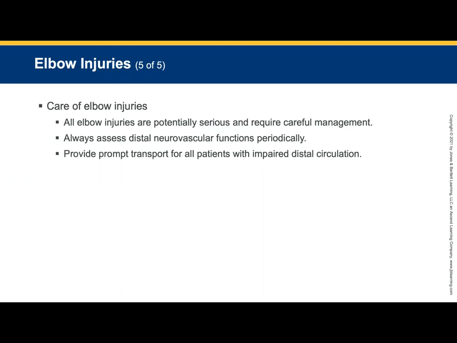A cold, pale hand or a weak or absent pulse indicates poor circulation, as the blood vessels may have been injured. If the limb is pulseless and significantly deformed at the elbow, apply gentle manual traction in line with the long axis to decrease the deformity. If you're not comfortable doing that, just don't do it. Provide prompt transport for all patients with impaired distal circulation.